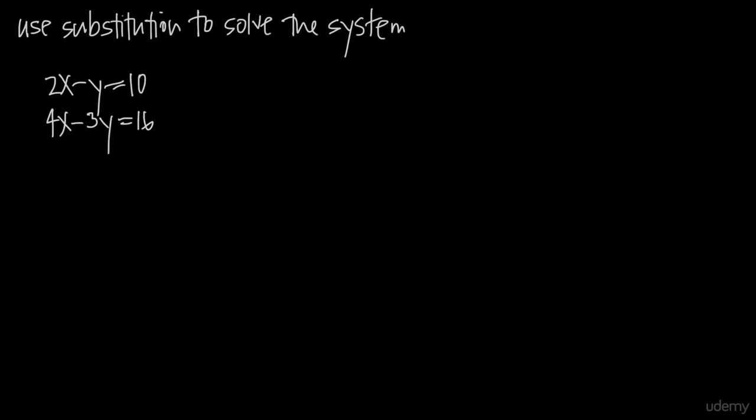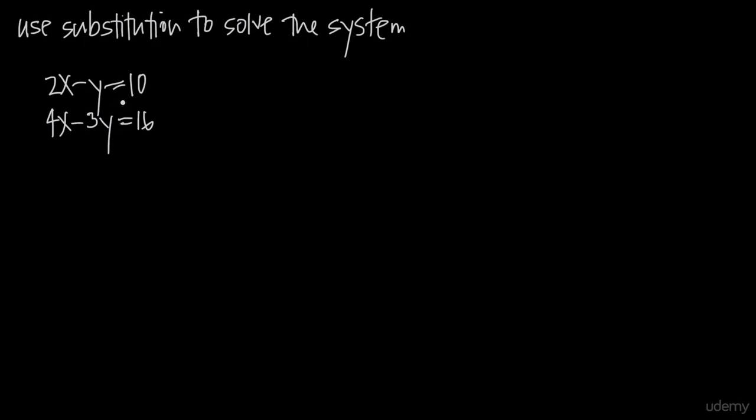So the system of linear equations that we've been given is 2x minus y equals 10, and our second equation is 4x minus 3y equals 16. So we need to use substitution, and when we use substitution, what we're going to do is take one of our equations, solve that equation for one of the variables, it doesn't matter which one, and then take the value we find for that variable and plug it into the second equation. So again, we can start with either equation, we can solve either equation for either variable.